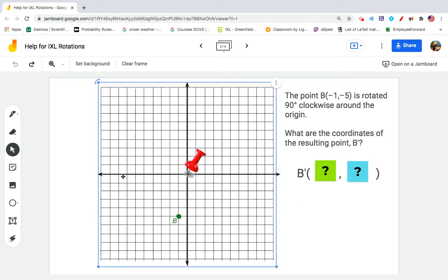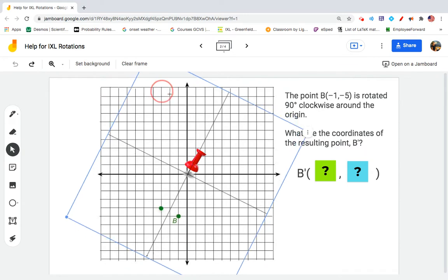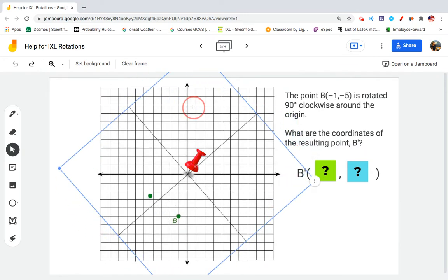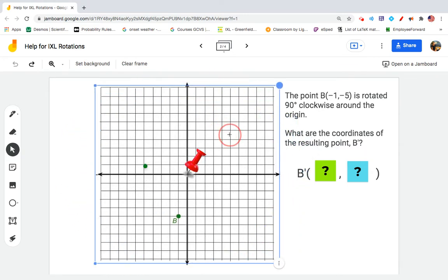We had the coordinate plane and the point B. We're imagining putting a piece of tracing paper on top. We're copying over the axes and we're placing a thumbtack right there. And we're going to go clockwise, the way the clock spins. And we'll stop once we've made 90 degrees. And the coordinates of point B prime now are -5, 1.